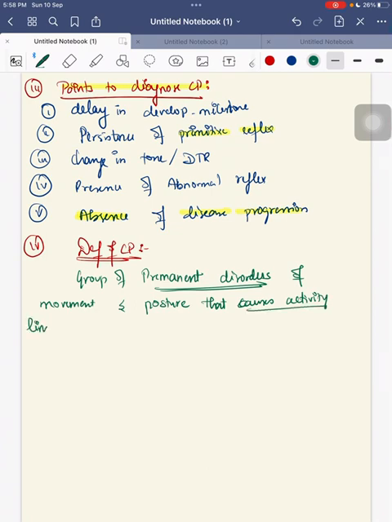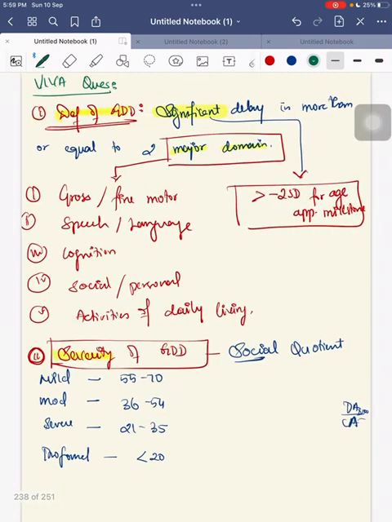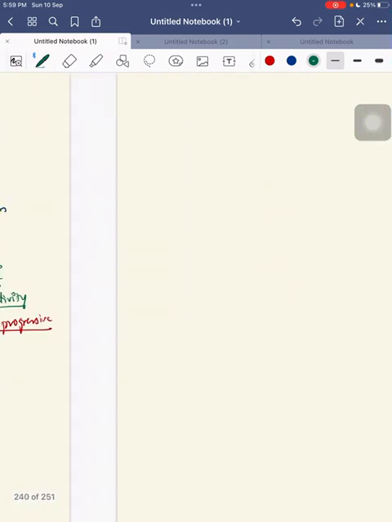activity limitation, that are attributed to a non-progressive disturbance in the fetal or infant brain. So this is the definition of cerebral palsy. These are the possible initial questions that can be asked to you in your examination.